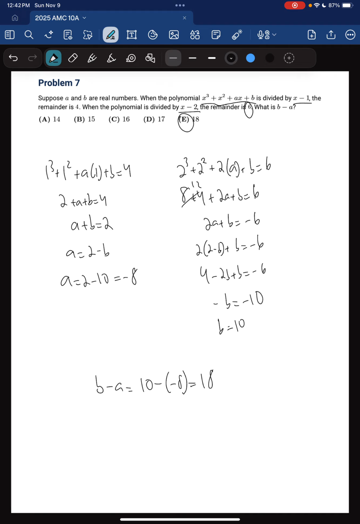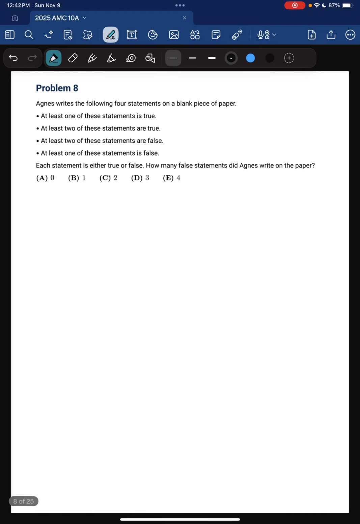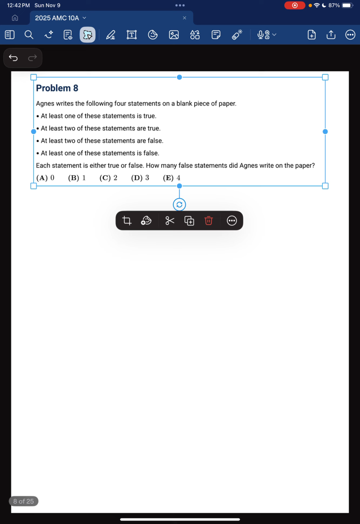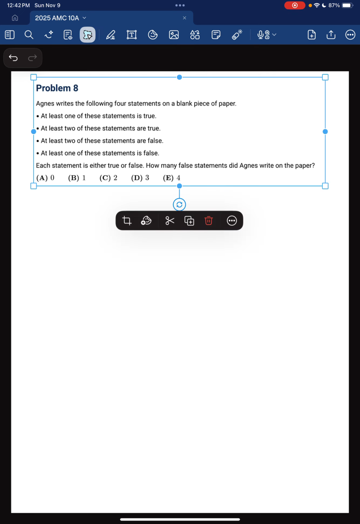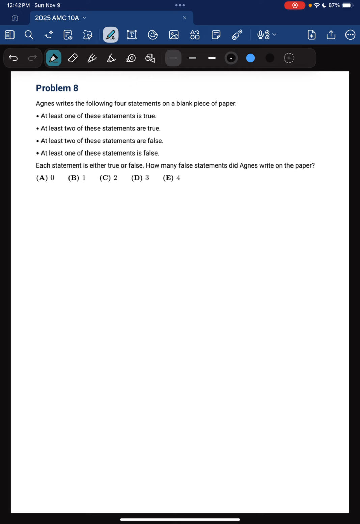Moving on to problem 8. Agnes writes the following 4 statements on a blank piece of paper. At least one of these statements is true. At least 2 of these statements are true. At least 2 of these statements are false. At least one of these statements is false. Each statement is either true or false. How many false statements did Agnes write on the paper?